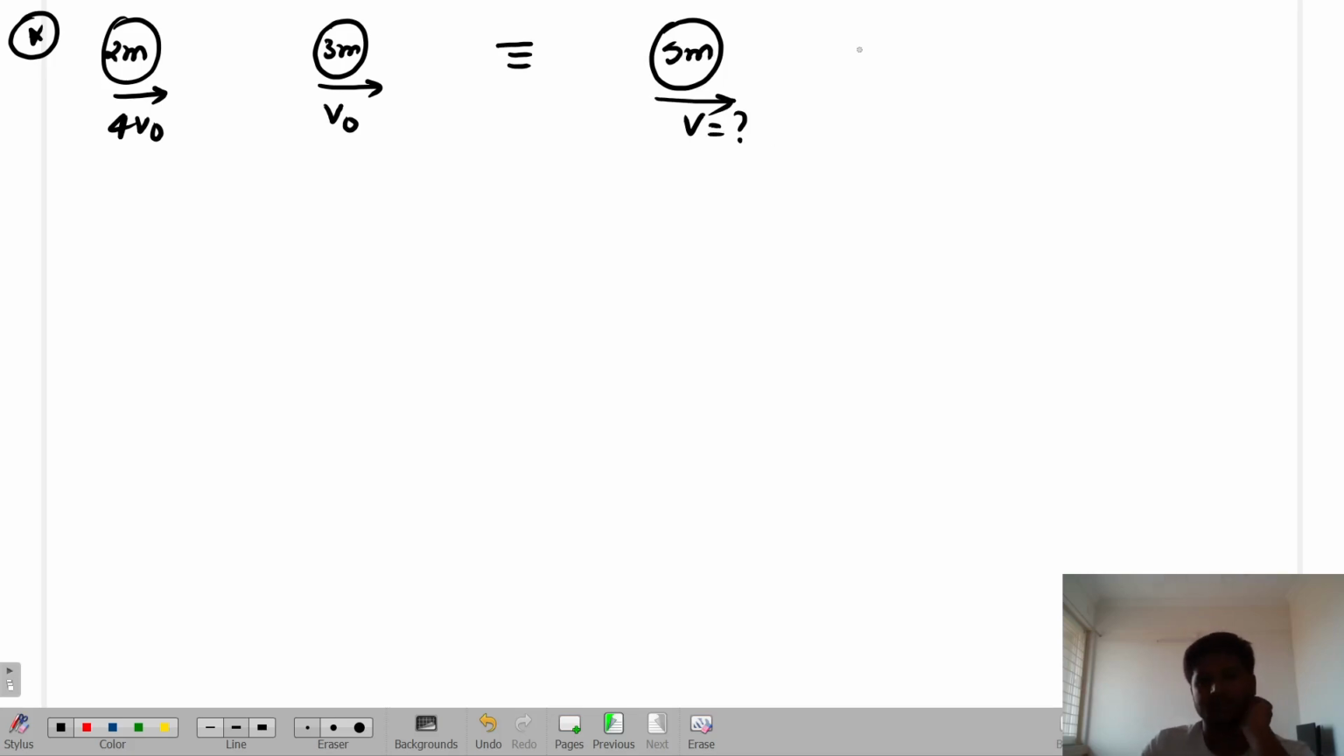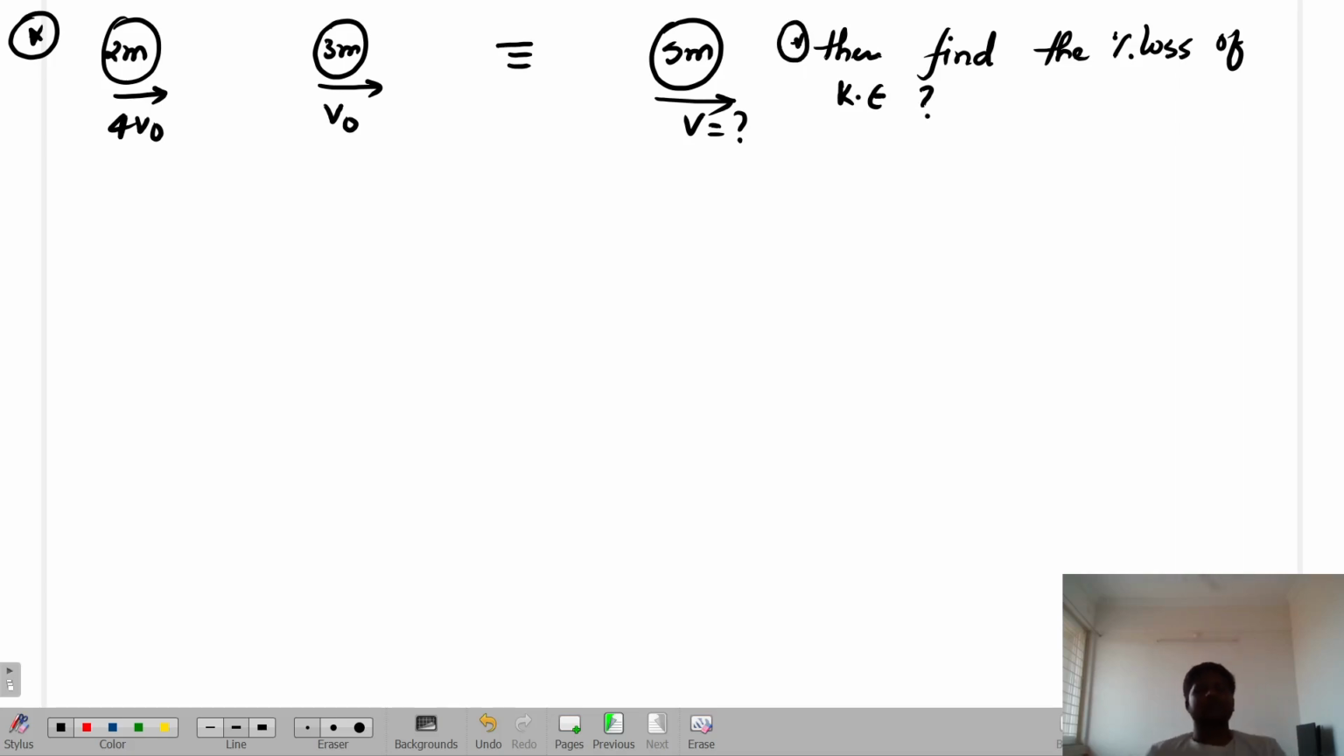So the question is, if they are moving with velocity v, then find the percentage loss of kinetic energy. Find the percentage loss of kinetic energy.